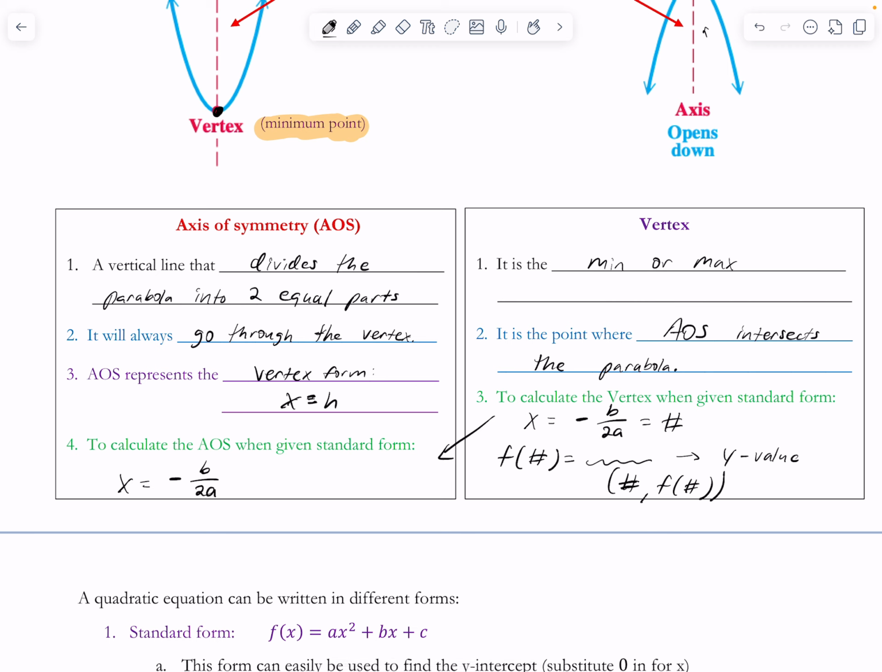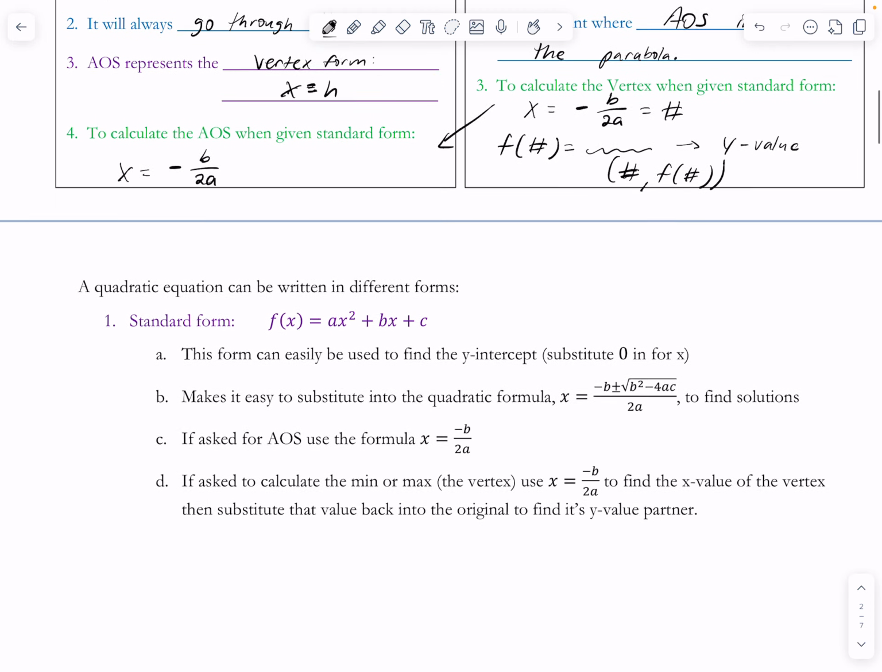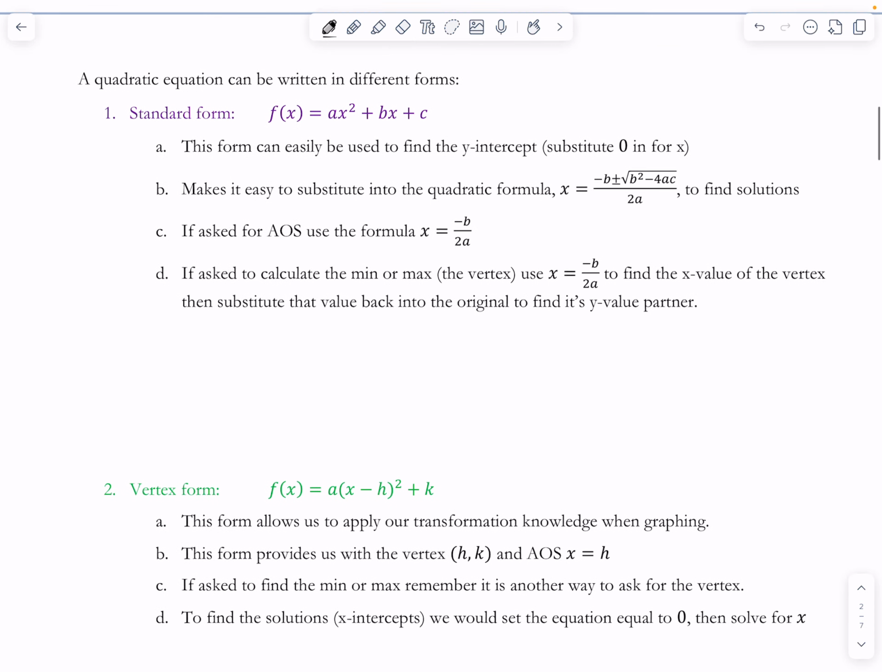Okay, so we'll practice that a bunch, all right? But if you know the axis of symmetry, you already know half of the vertex, right? You know the x value of the vertex. All right, let me show you the 3 different ways you're gonna see these quadratics written.